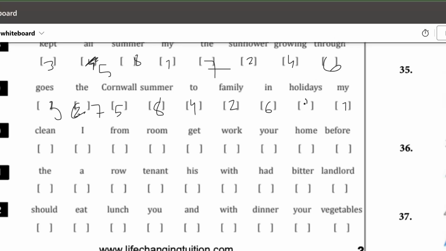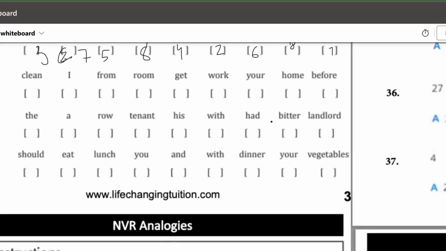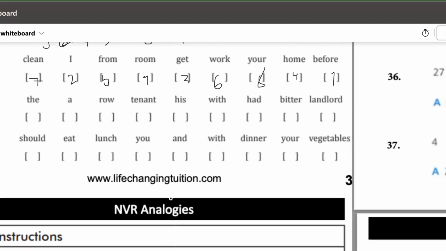The holidays. Question 30. We have before I get home from work, clean. That's wrong. Before I get home. So before I get home from work, clean your room. Next one, the tenant.